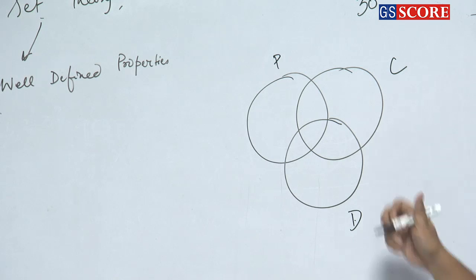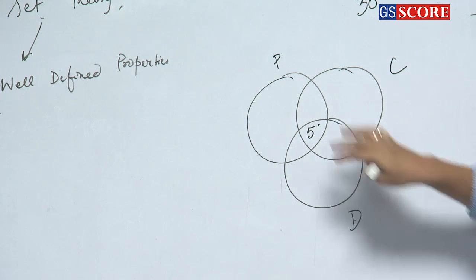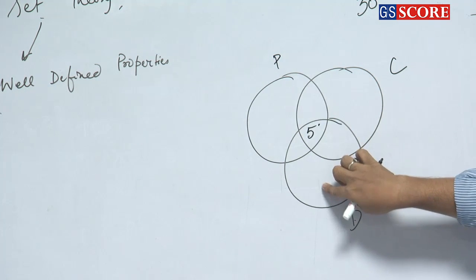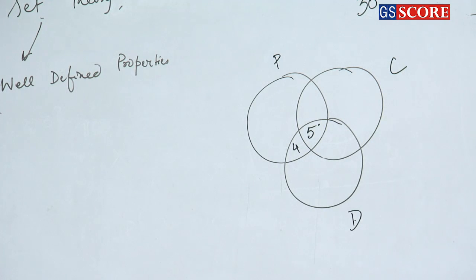5 of them prefer all three. Just put the values. 9 prefer Pepsi and Dew. So Pepsi and Dew is 9, which means this is 5. So this has to be 4.